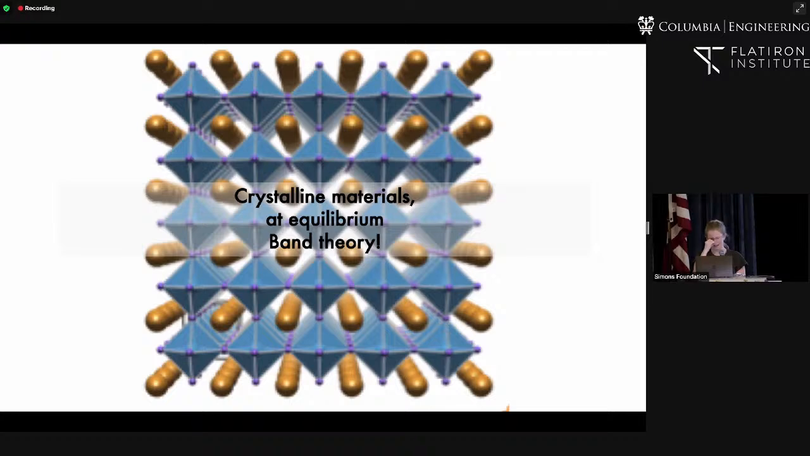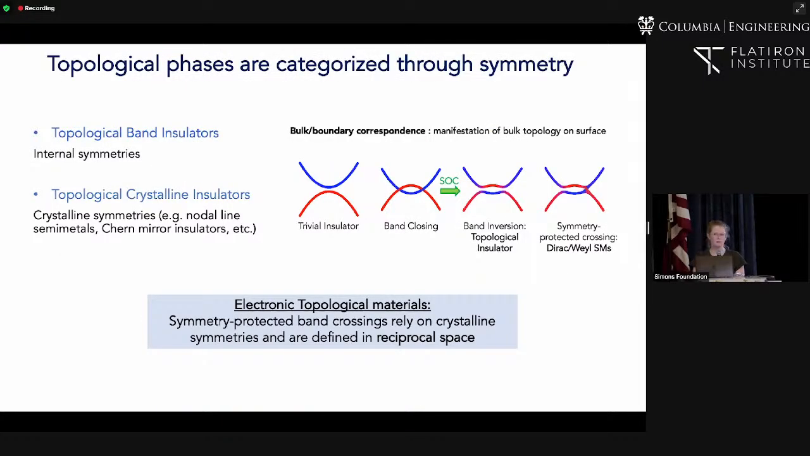This is just to reiterate this, and maybe for people who don't work in topological materials. Topological phases are often classified through symmetry. There are lots of different ways of classifying these things, and I'm giving you a very brief summary. You can classify them into things called topological band insulators or topological crystalline insulators. On the right-hand side, I have a cartoon picture of what happens in these materials.